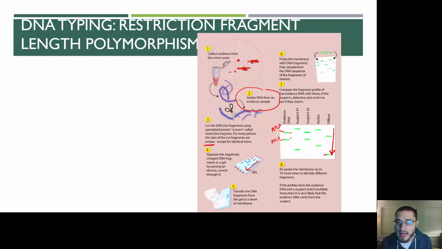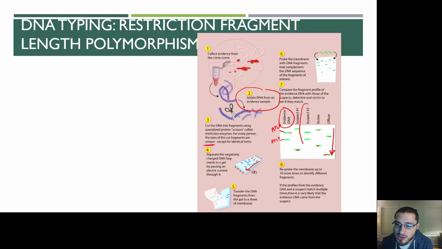So when we're looking at the different suspects, we're going to compare. This was our evidence DNA. Well, this suspect had a very long one, and then a much shorter one. This victim had a very long one, and then one somewhere in between. The officer had a medium one, and then a very short one.